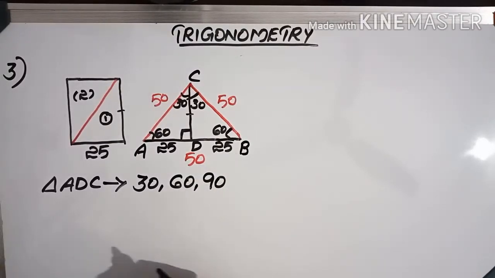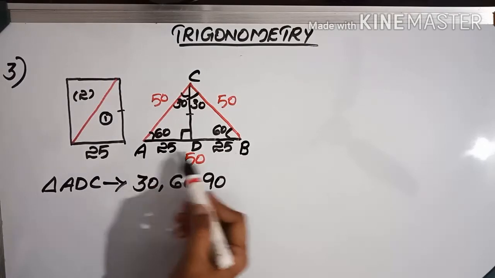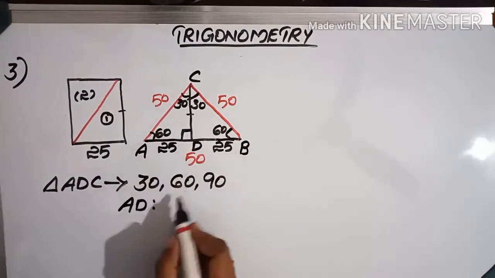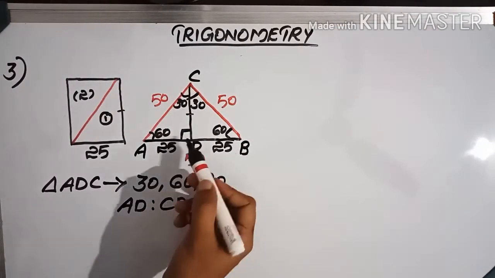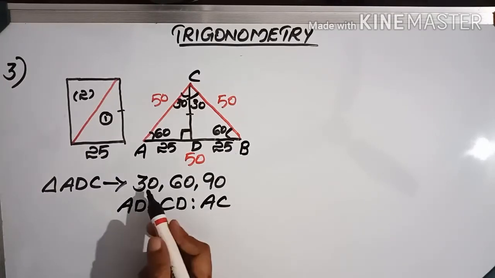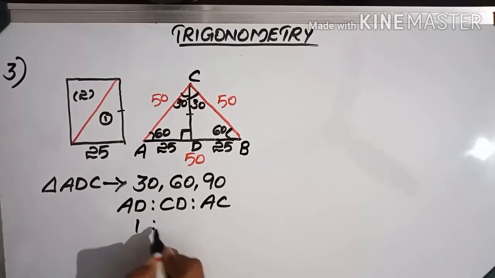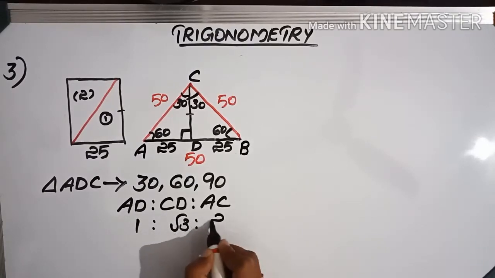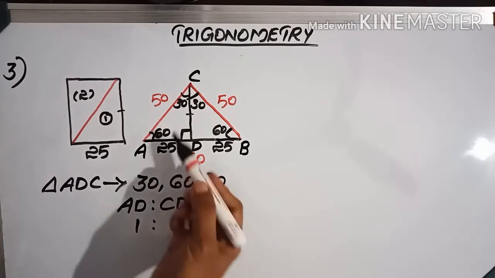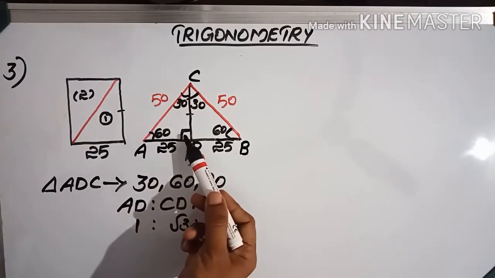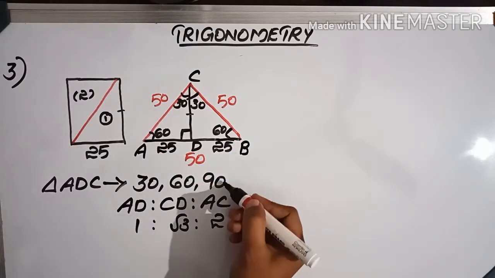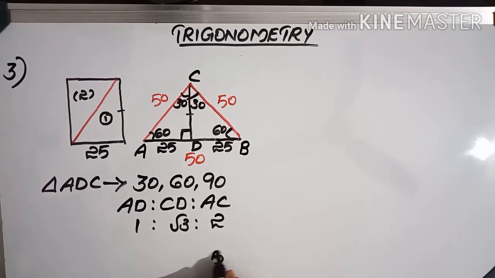Now let's write the sides here. The side opposite 30 is AD, the side opposite 60 is CD, and the side opposite 90 is AC. Now let's write the ratio. What is the 30, 60, 90 ratio? 1 is to √3 is to 2 is the ratio. Now let's check which is the given side. 50 centimeter is given, that is opposite of 90, that is AC is given as 50, so let's write 50.